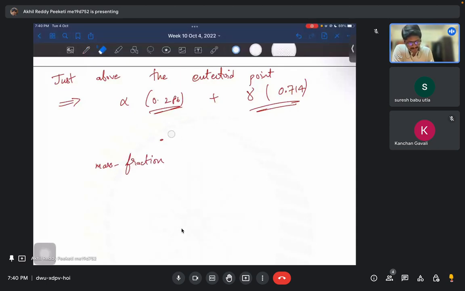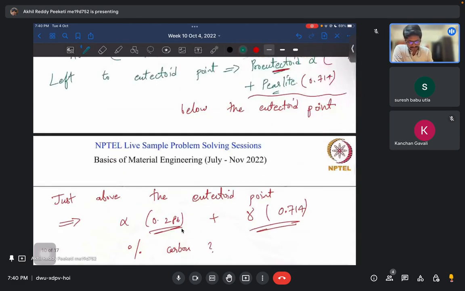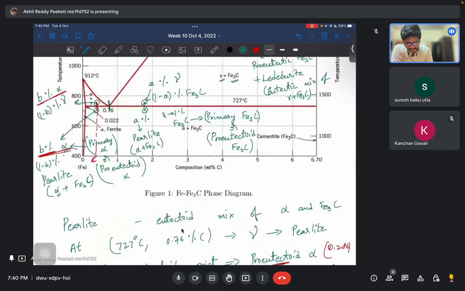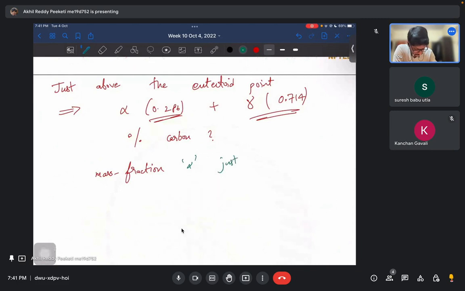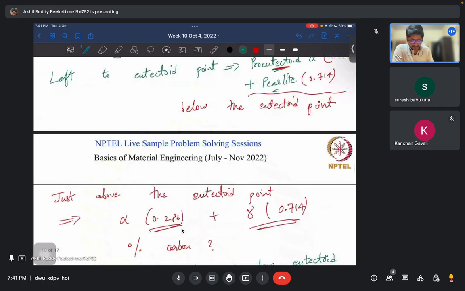For the case of alpha being 0.286 and gamma being 0.714 fractions, what will be the carbon percentage? Because when you fixed the alpha percentage, you fixed this point, right? Now we need to find what is the corresponding carbon percentage. How can you calculate this mass fraction of alpha phase? You know the lever rule which we used.